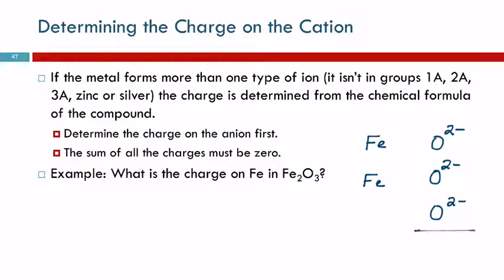So what's the total negative charge? -6. The total positive charge has to be equal to that. I need a total positive charge of +6. There are two positive ions, and they're going to split the charge equally because atoms are fair. What are they each going to be? 3. So these guys must be 3+.